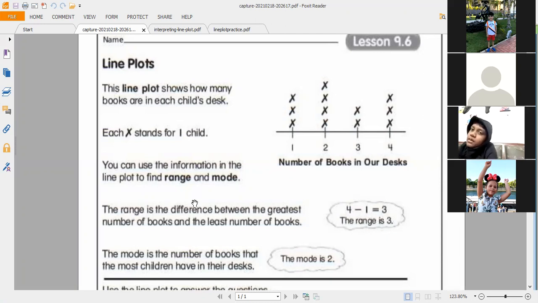Does anyone have any question about how to read the line plots? If you have any question, raise your hand.